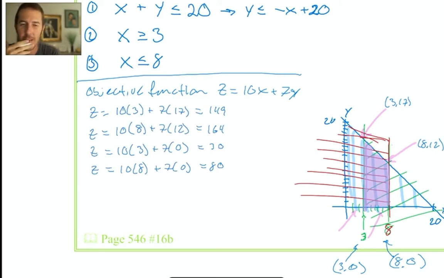So what I did is I took my ordered pairs, and you can see them here. Here's the 3, 17, 8, 12, 3, 0, 8, 0. I just took each ordered pair, plugged them in one at a time, and calculated the corresponding objective function output values. You can see that the largest one of those is 164. So the ordered pair 8, 12 maximizes our objective function.